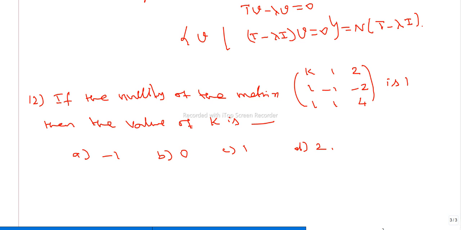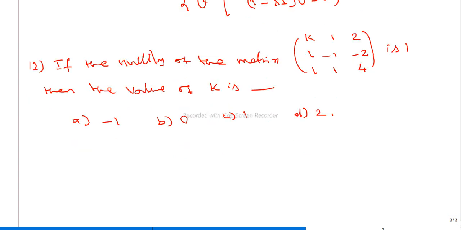So what is the rank of the matrix? It's a 3 by 3 matrix. Therefore, it's a linear transformation from R3 to R3. It's given that nullity is 1. What is the rank? Rank is 2, sir. So rank 2, but this is a 3 by 3 matrix. Then what can you say about the determinant of the matrix? 0, sir. Yeah, 0. Now set the determinant of this matrix equal to 0.